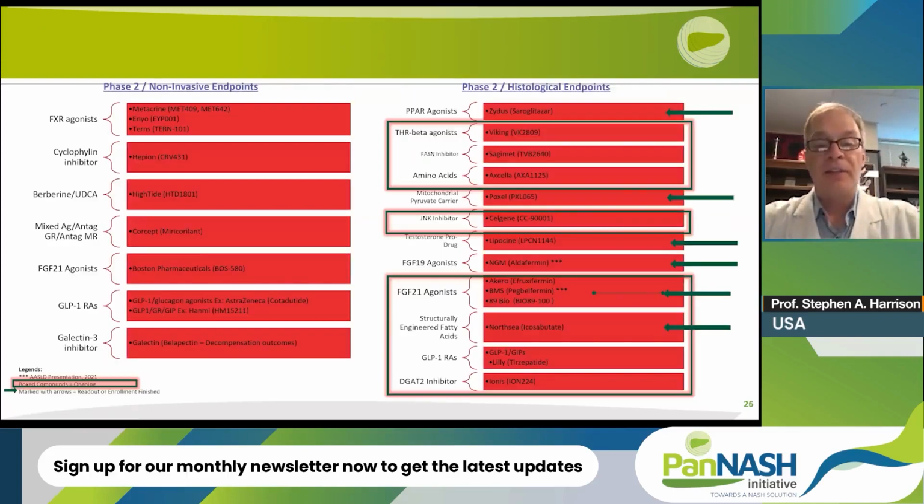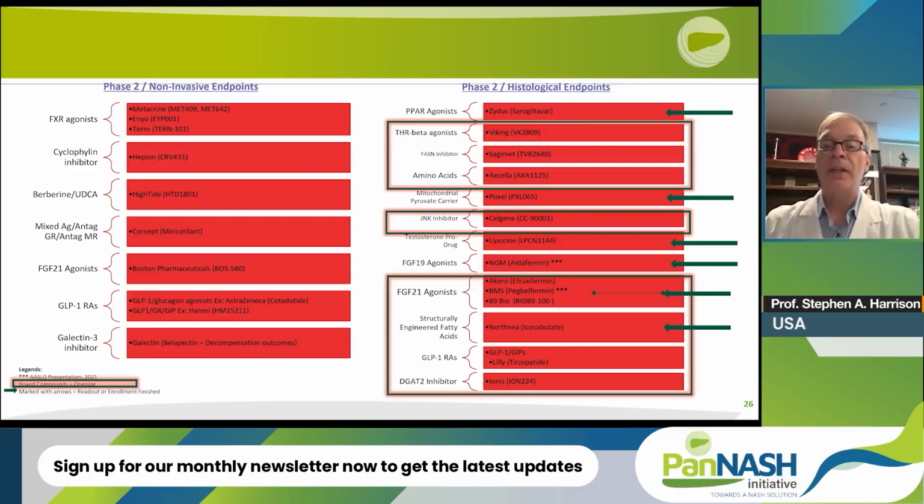Now, I'd like to take this opportunity to explore the drugs in phase 2. We can break this down into phase 2A on the left and phase 2B on the right. The phase 2A trials are generally shorter duration, and in addition, they're non-invasive, meaning they don't do histopathology. And you see a myriad of drugs currently in development.